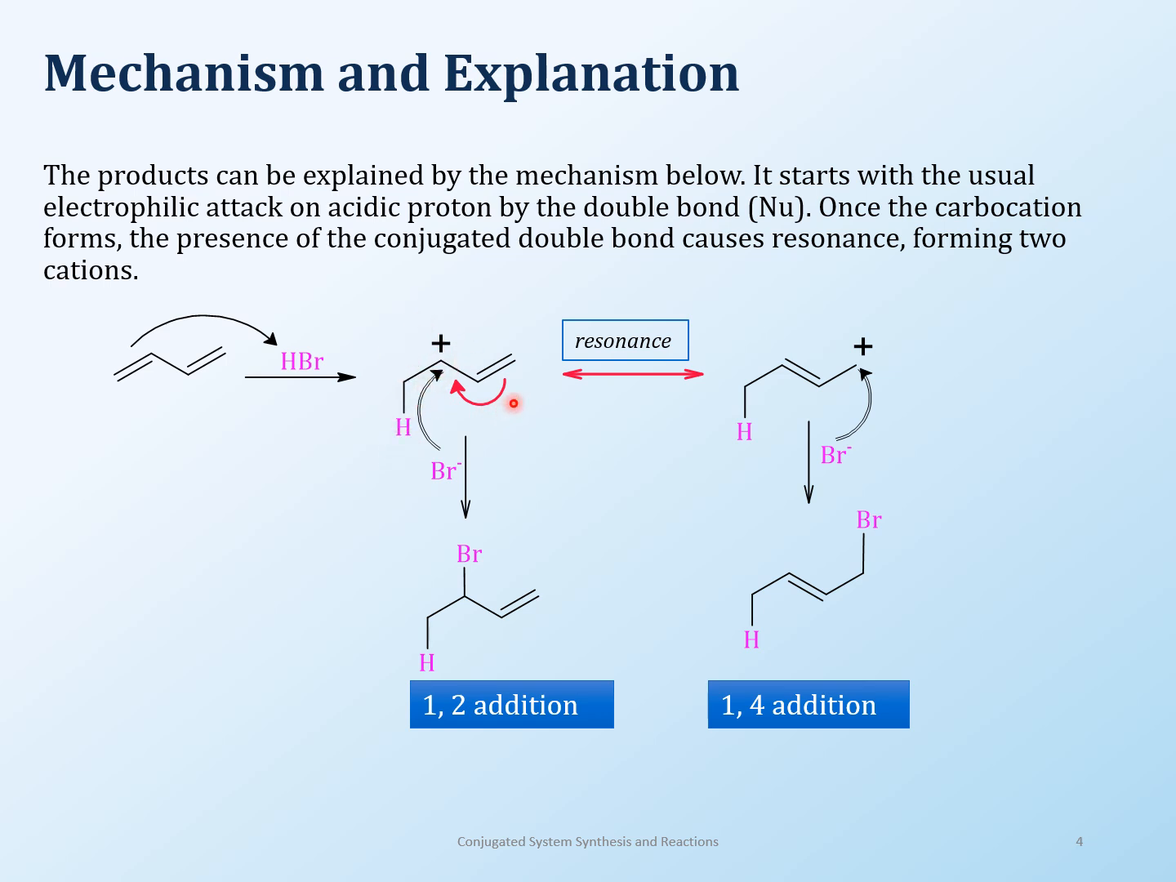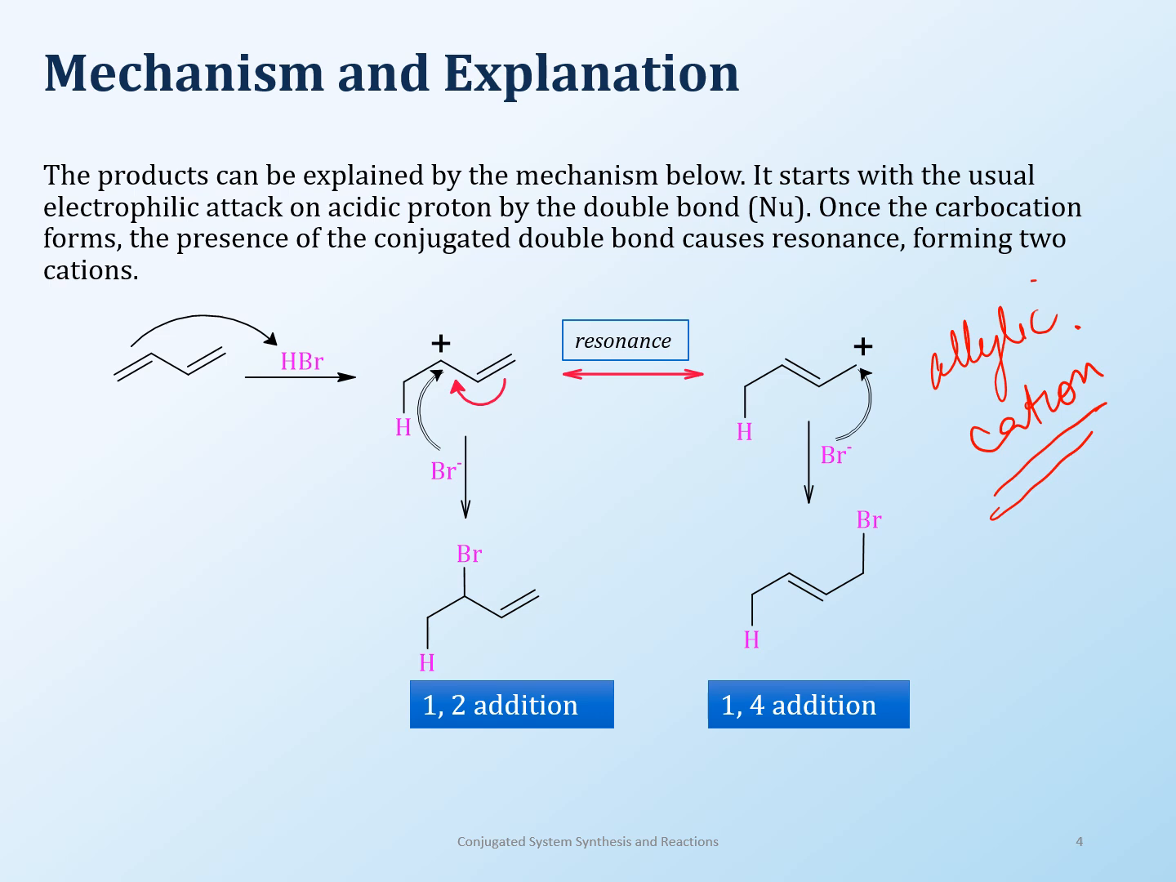Now what happens is, because there is another double bond, you end up having resonance. Okay, so the red arrow shows you the resonance going on. And so once you have resonance, now the carbocation has shifted from this location, from the second carbon to the fourth carbon. Okay, this is an allylic cation. And this allylic cation is actually very stable, all right, because of resonance.